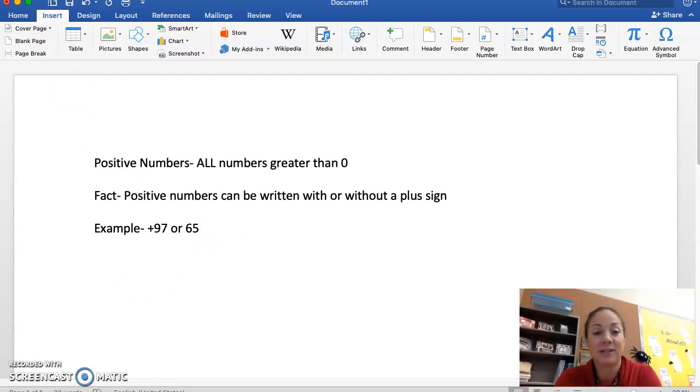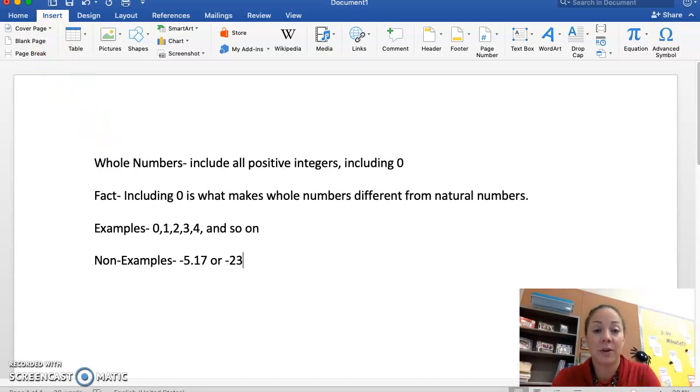Next, we have positive numbers, the opposite of our negative numbers. Guys, positive numbers, like you already know, means all numbers that are greater than 0. They're all the numbers that are to the right of the 0 on the number line. A fun fact about positive numbers is that you can write them with or without the plus sign. And a couple of little examples. You've got +97, and I went ahead and put the plus sign, or 65 without the plus sign. Either way is fine.